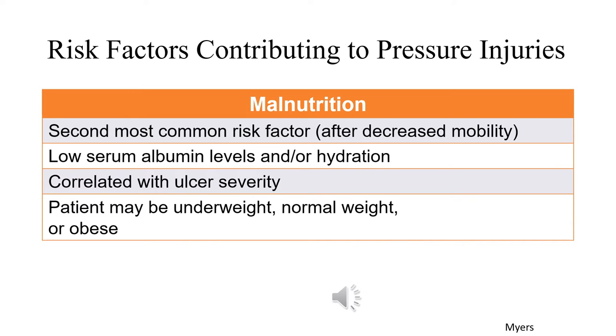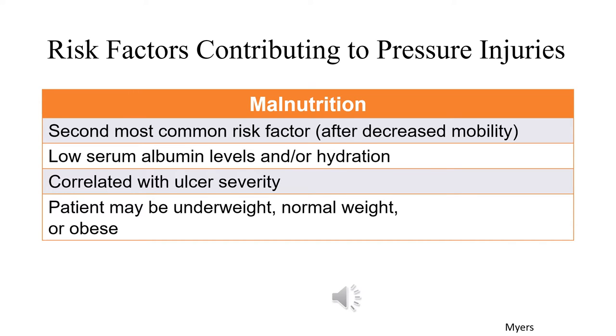Nutrition is huge, as we talked about in our first lecture, and it is the second most common risk factor. So really checking those albumin and prealbumin levels is very important. Also monitoring for the patient's hydration. The less nutrition they have, the worse the ulcer severity usually is. That's been correlated in studies.